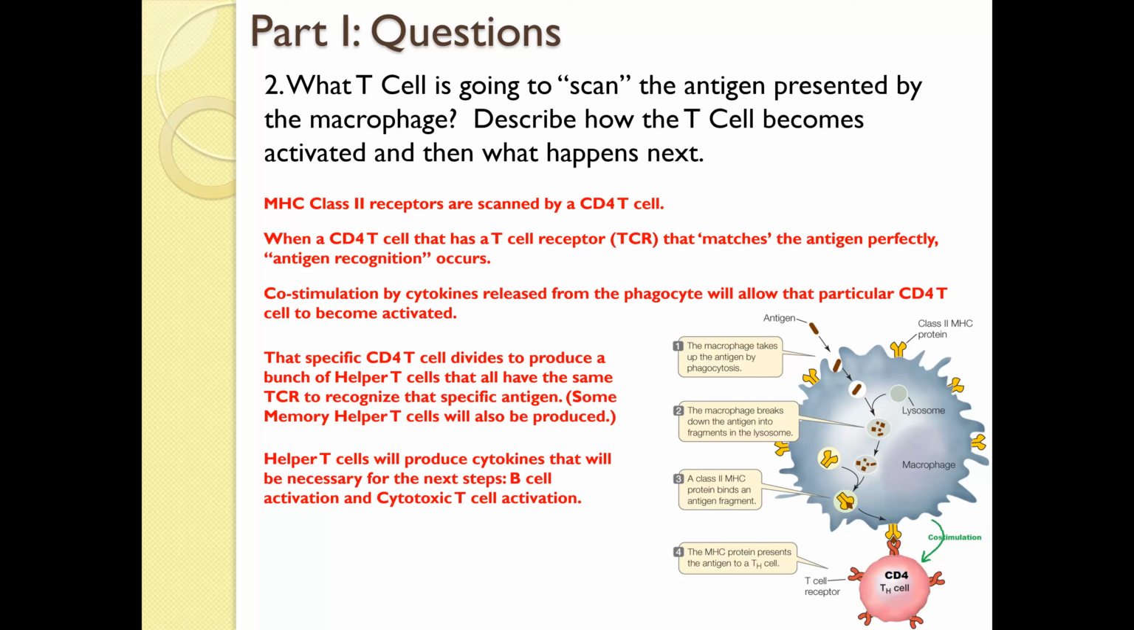Helper T cells are then going to go on and produce cytokines that will be necessary for the next steps, which is the activation of B cells and the activation of cytotoxic T cells. So keep in mind that helper T cells, which are CD4 T cells, are necessary for both the cell-mediated response and the antibody-mediated response. So they're kind of like the middleman in between the two sides of the adaptive immune response.